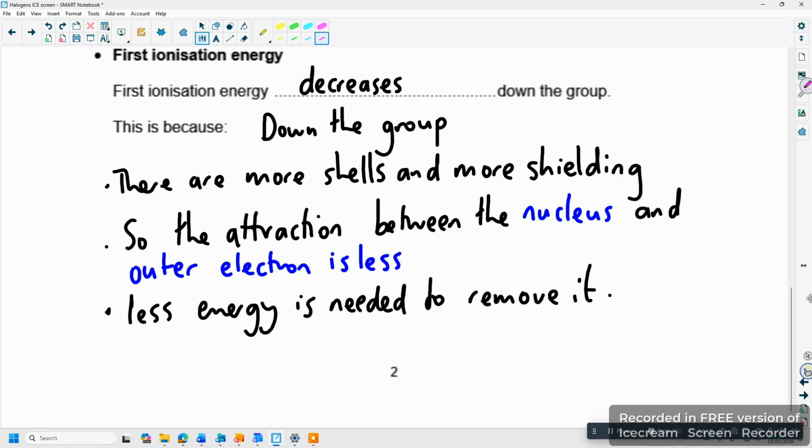Lastly, first ionization energy decreases as we go down the group. That's because there are more shells and more shielding as we go down the group, so the attraction between the nucleus and the outer electron becomes less. Therefore, less energy is needed to remove the outer electron when we do the first ionization energy.